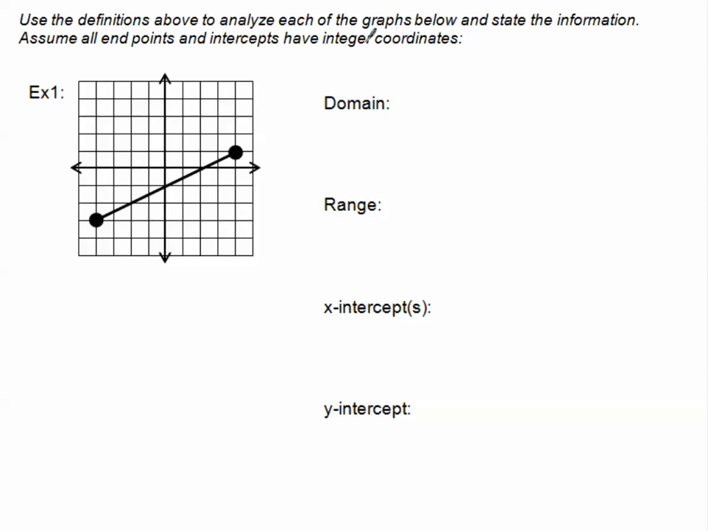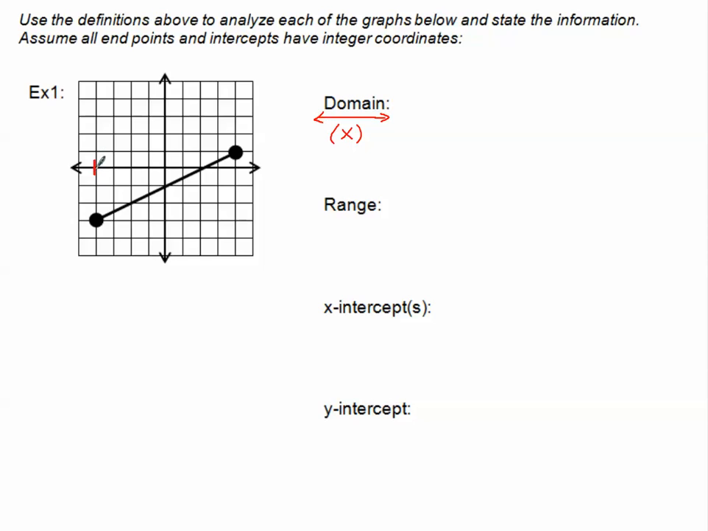So here's our first function. It's just a closed dot, and then a line, and then another closed dot. Let's talk about domain. Remember, domain goes left to right. These are the x values. So what we need to know is, where does this graph start? We always read graphs from left to right, like we read a book, so we're going to start at the far left.